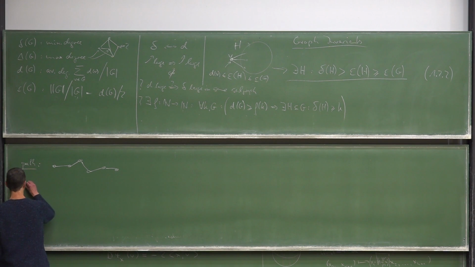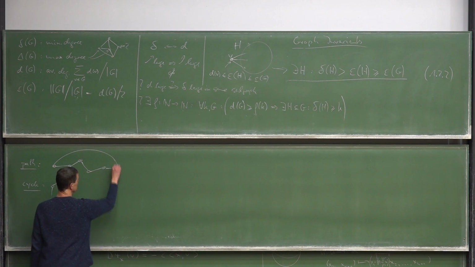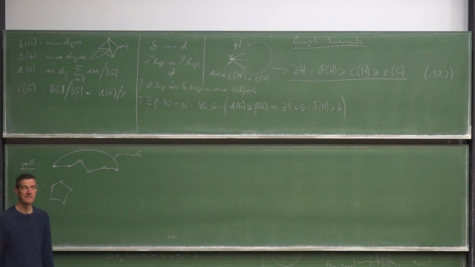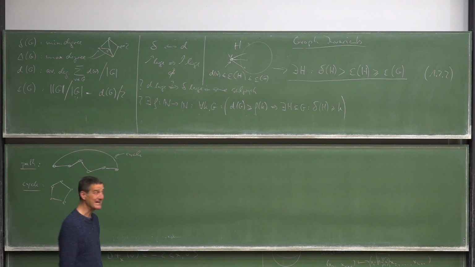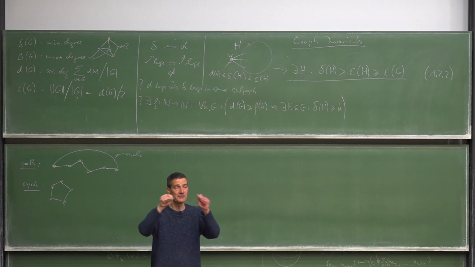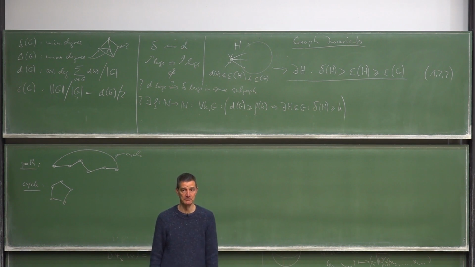What's a cycle? Well, a cycle is a graph that looks like this, and the formal definition is: take a path and make the first and the last vertex adjacent. If the path had length at least 2, the length of the path being the number of edges. Right? When we have a path of length 1, then these two vertices are already adjacent. We can't add an edge. So there are no cycles of length 2.